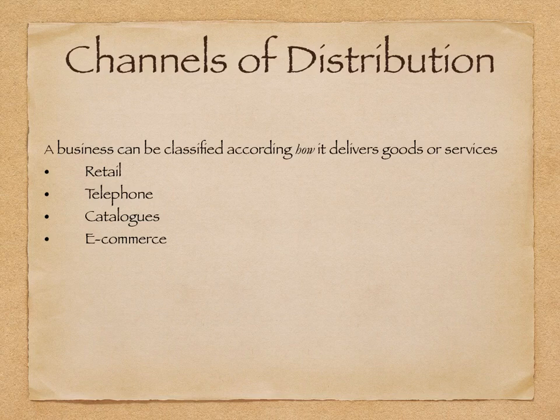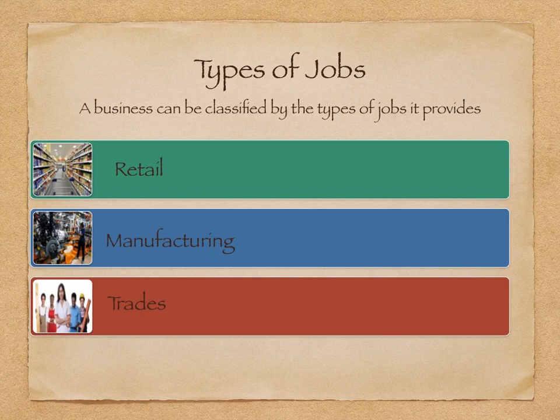Another way of describing a business is how it delivers goods or services to the consumer, and that is called the channels of distribution. Is it a retail outlet? Do they do business by telephone? Do they offer catalogs? Or is it by e-commerce through the internet? Finally, a business can also be classified by the types of jobs it provides. Retail, manufacturing, or trades are just a few examples of the types of jobs that can be offered.